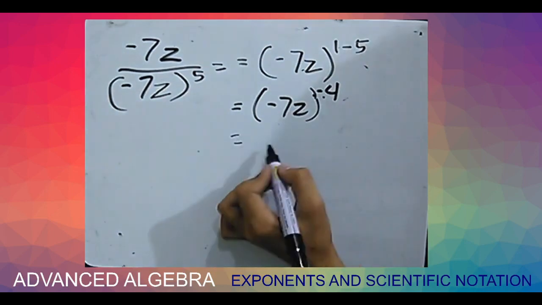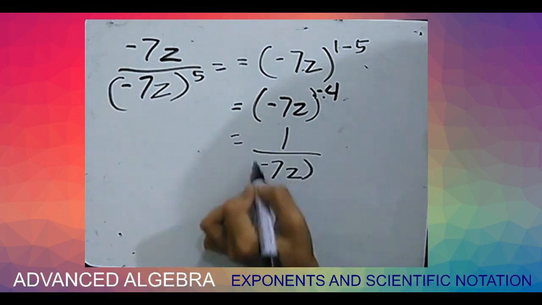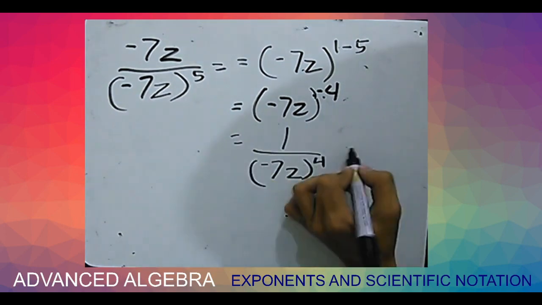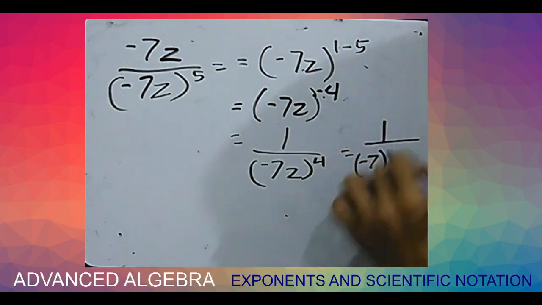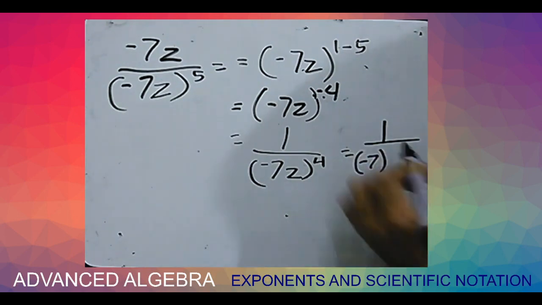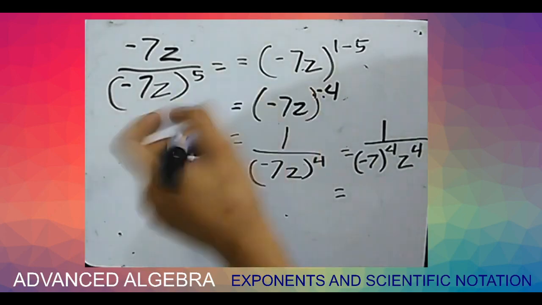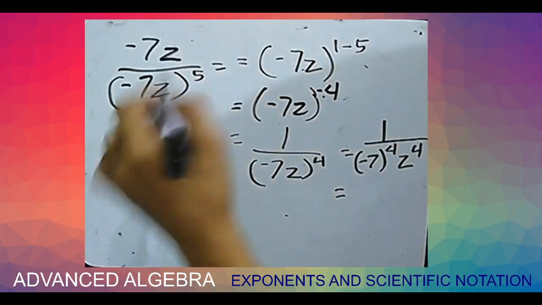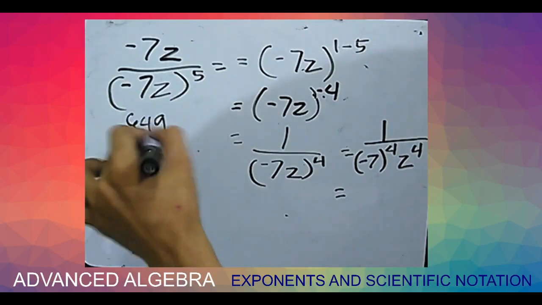Then next, gagawin natin siyang denominator. So negative 7z raised to the 4th power. Okay, simplify natin. So 1 over negative 7z, lagyan pala natin ng parenthesis, to the 4th power. Next, simplify natin: negative 7 to the 4th power. So 7 times 7 is 49, times 7 is 343.